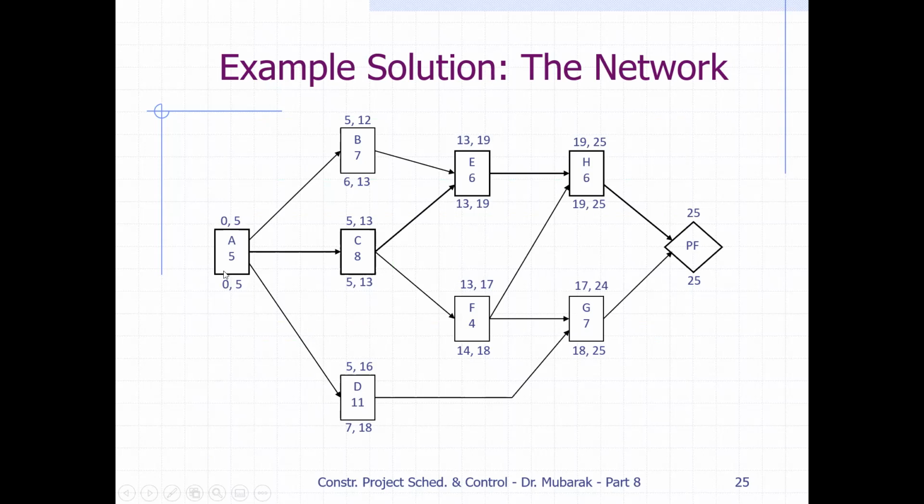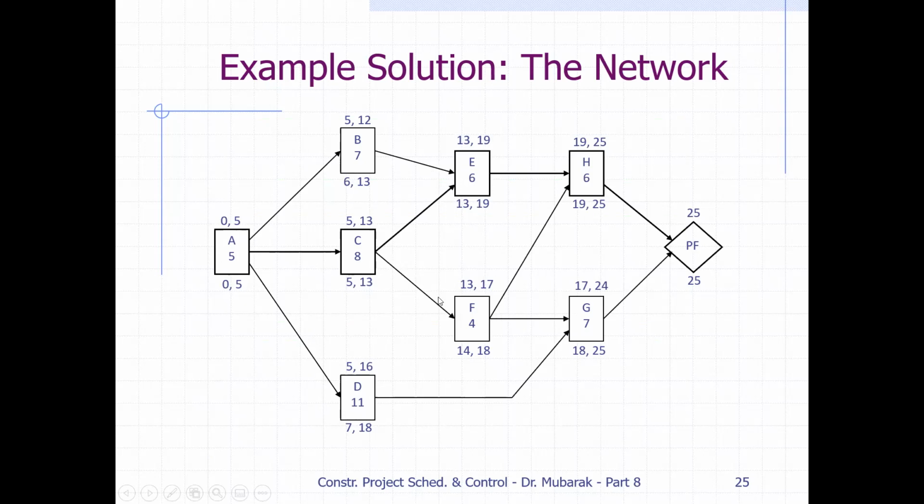So activity A, the starting activity, 5 days duration. B is after A with 7 days duration. C is after A with 8 days duration. D is after A with 11 days duration. E is after B and C, with 6 days duration.